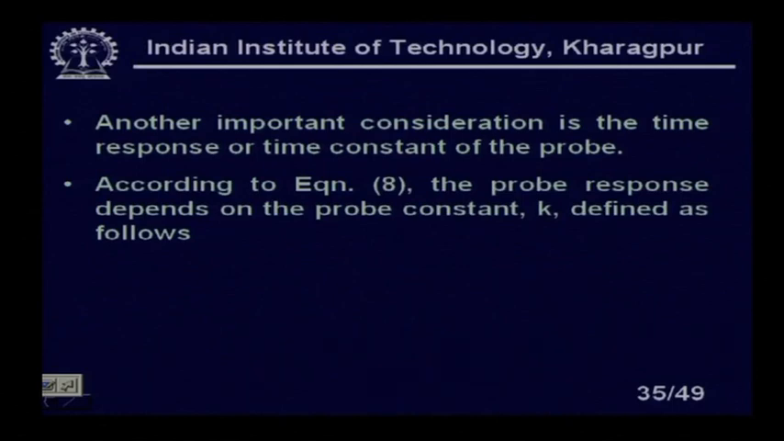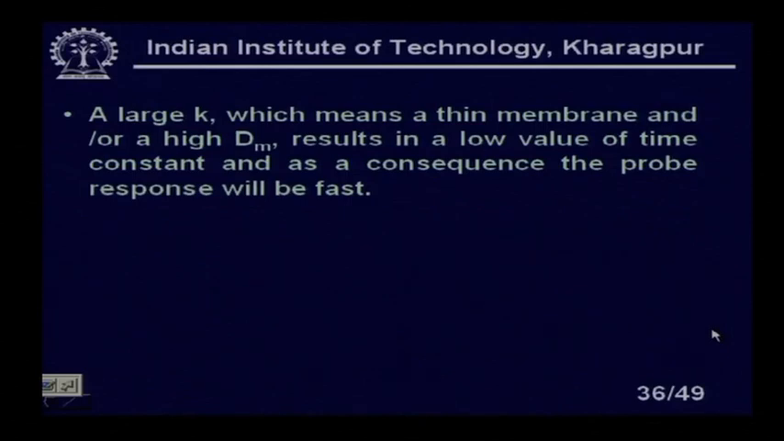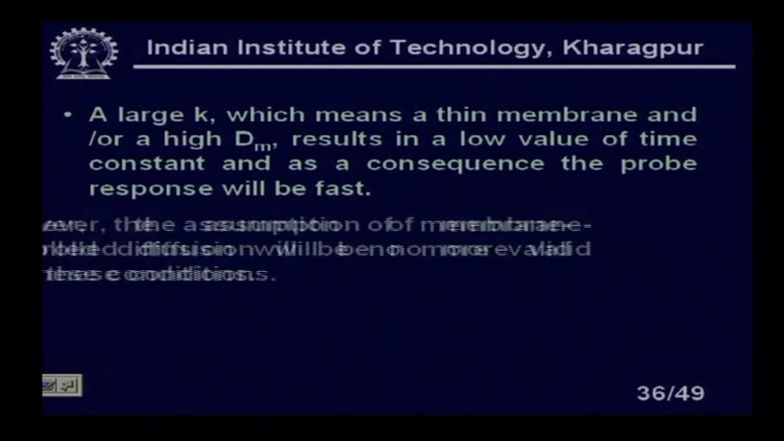According to equation 8, the probe response depends on the probe constant K, defined as follows: K equals pi squared into Dm by Tm squared, equation number 11. A large K, which means a thin membrane and a high Dm, that is, large diffusivity, results in a low value of the time constant, quite obviously, right. So, this will make the time constant low and, as a consequence, the probe response will be very fast.